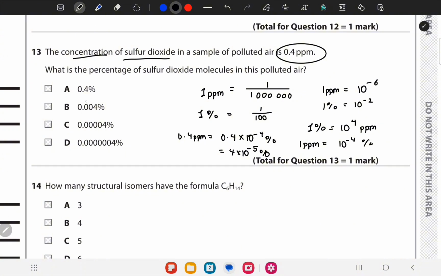So this is already out. This is 2 zeros. This is out. This is 1, 2, 3, 4. This is the correct answer.